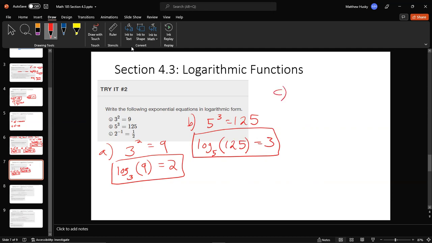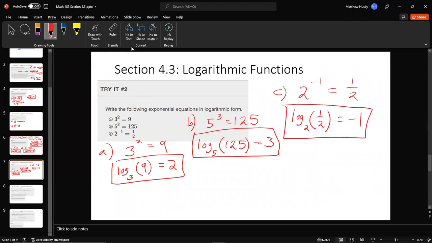Finally, for part C, we have 2 to the -1 equals a half. So we're going to call that log of base 2, because that's the base of the power. 1/2 is going to go in here, and that is equal to -1. So this stuff should be kind of easy. It's just getting used to and acquainted with how to reorganize a log statement versus an exponential statement, and knowing what goes where in the different forms.